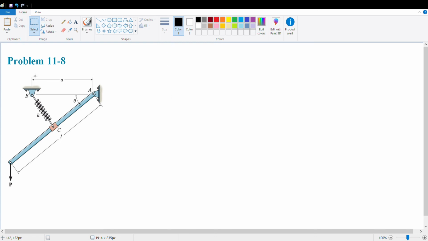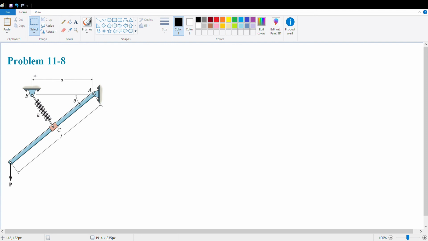So let's look at problem 11.8 from the book, and we will use this problem as an example to describe the typical procedure used to solve a problem with the principle of virtual work. The problem is showing us this bar supported by the spring and a smooth collar that allows the spring to be always perpendicular to the bar for any angle theta. That's an important information. The spring is always perpendicular to the bar.